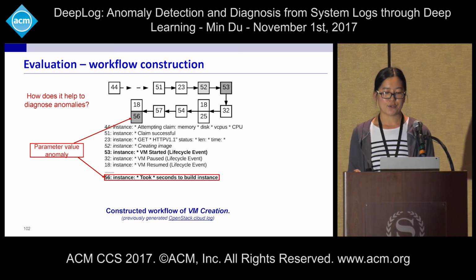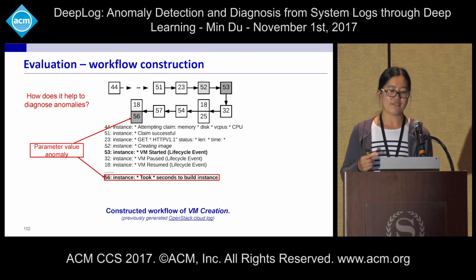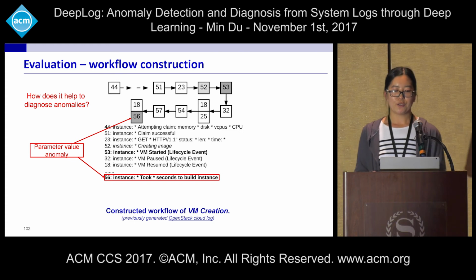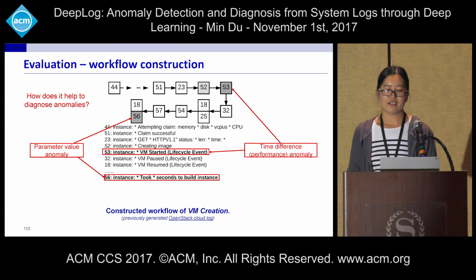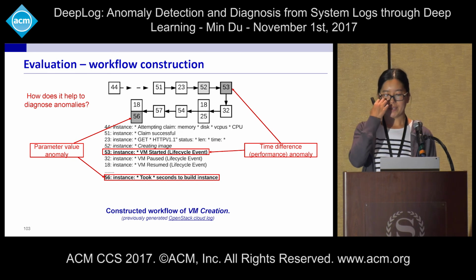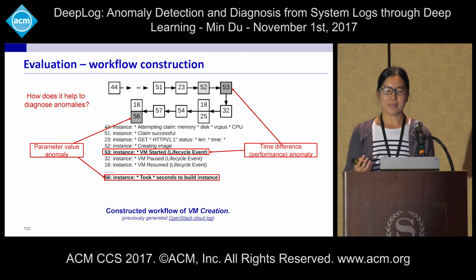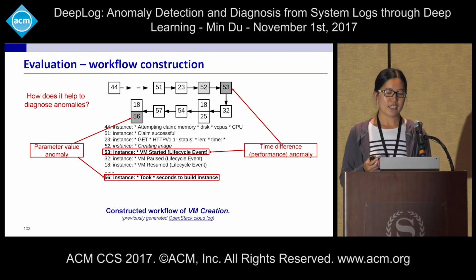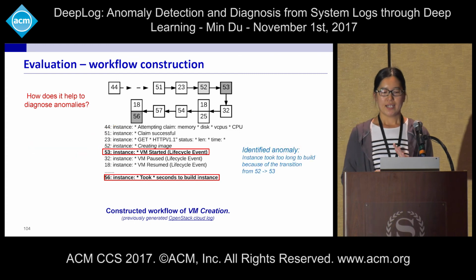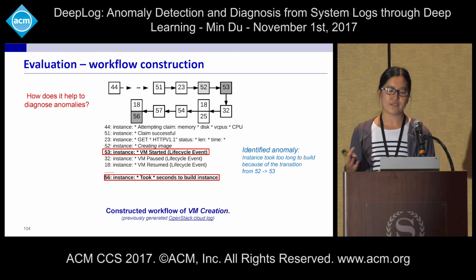Took how many seconds to build instance. We found that this value is too big. And we also identified another anomaly here at 53, a time difference anomaly, which means that the time between 52 to 53 is too big. So the identified anomaly is that the instance took too long to build because of the transition from 52 to 53.